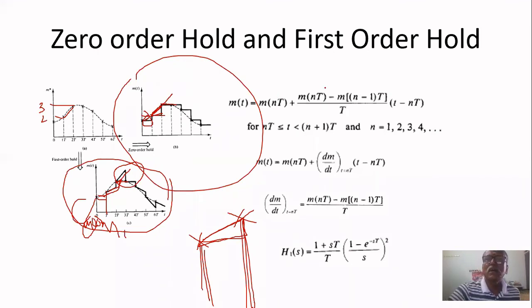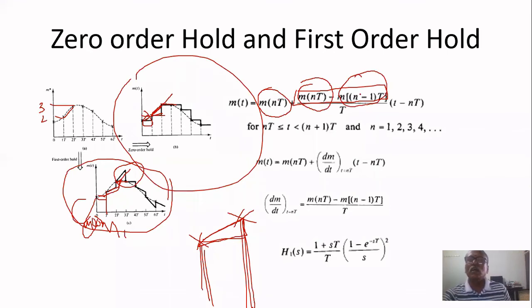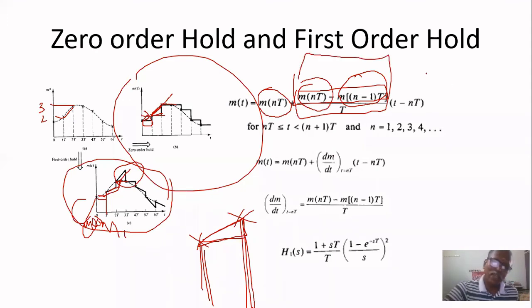So here the value is obtained for n tau. You have to use the slope of previous samples. The previous two values are used: this value and one value before this. N tau and n minus 1 tau are used to find the slope. That is the difference between two values divided by the distance between the two, which is the sampling period. If you find that, you will get the slope. Once you get the slope, multiply by time, then you will get the signal.